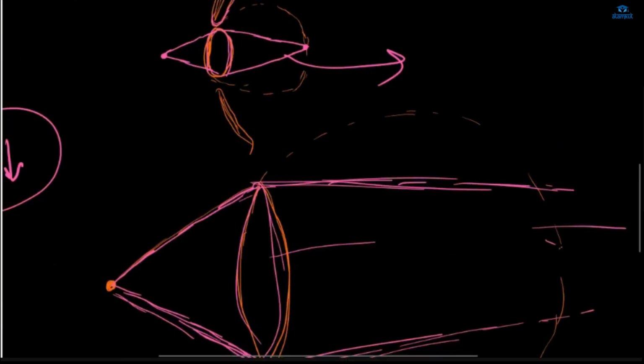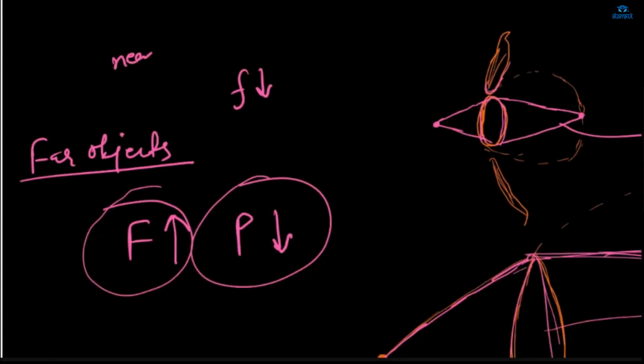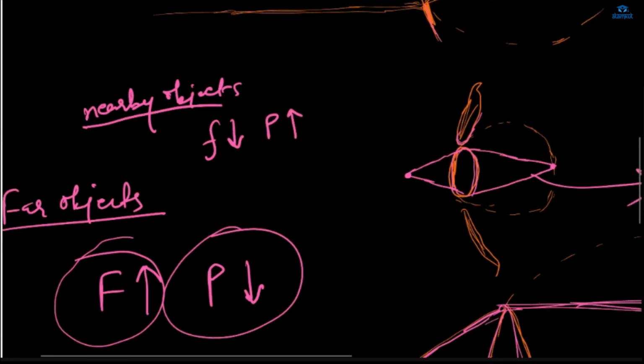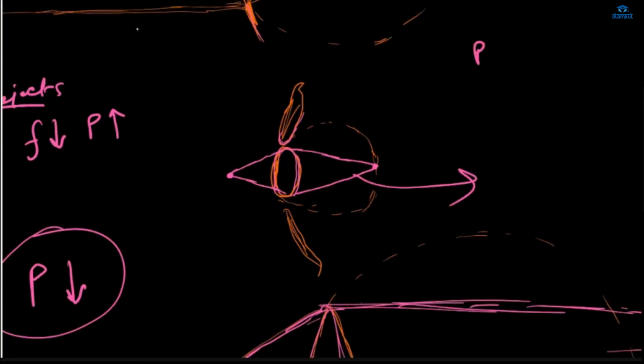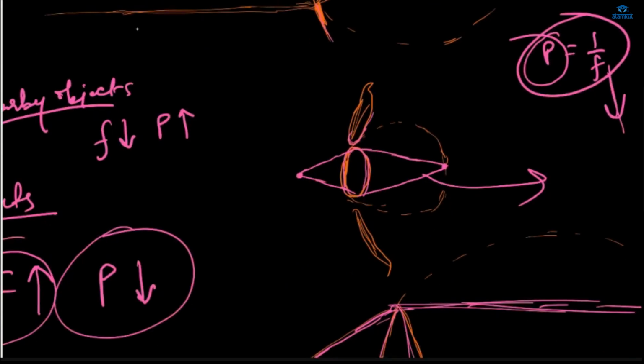It needs more power. For nearby objects, if the focal length is less, then what? The power is high. As you already read in the previous chapter, the formula is P equal to 1 by F. These are inversely proportional to each other, right? So if the focal length is small, the power will be large. So we can see nearby objects by increasing the power.